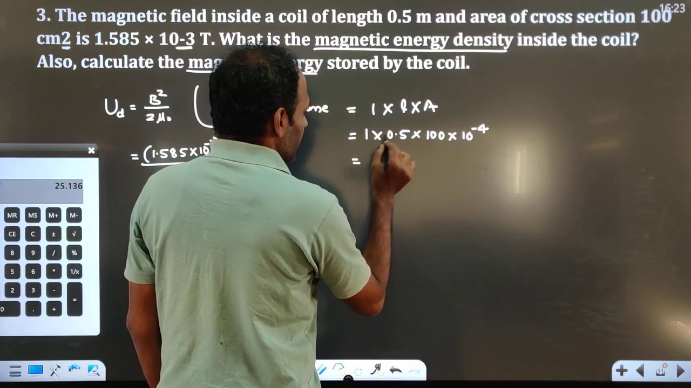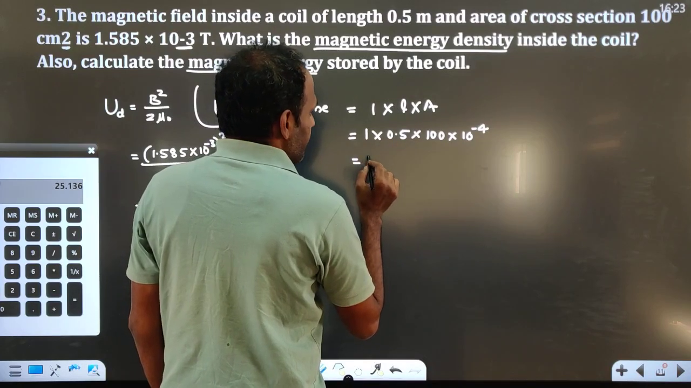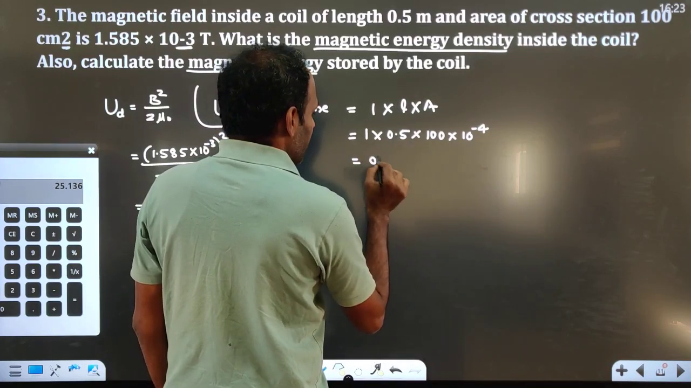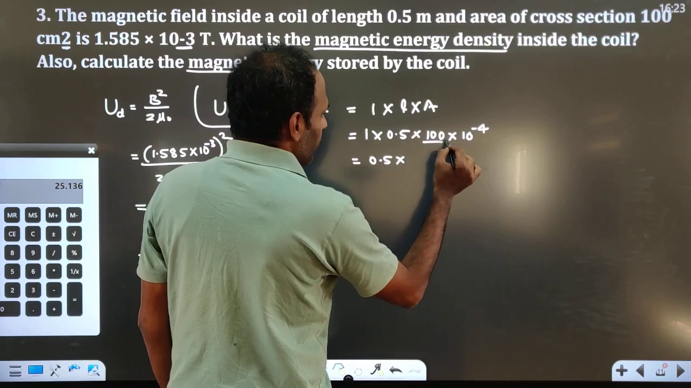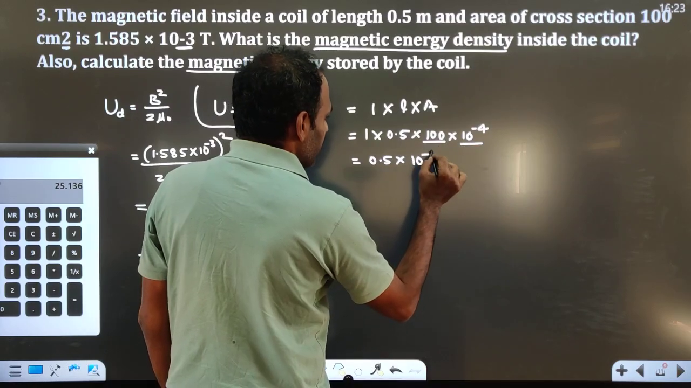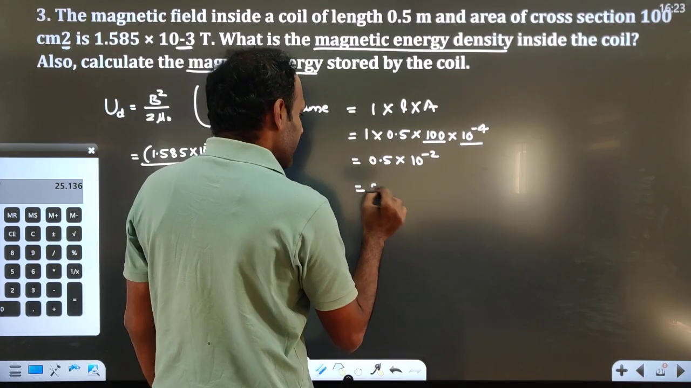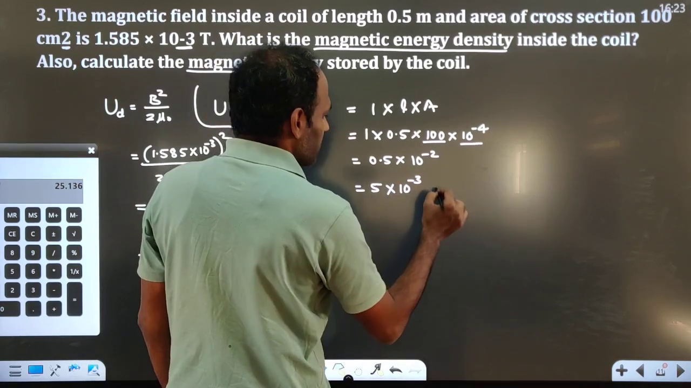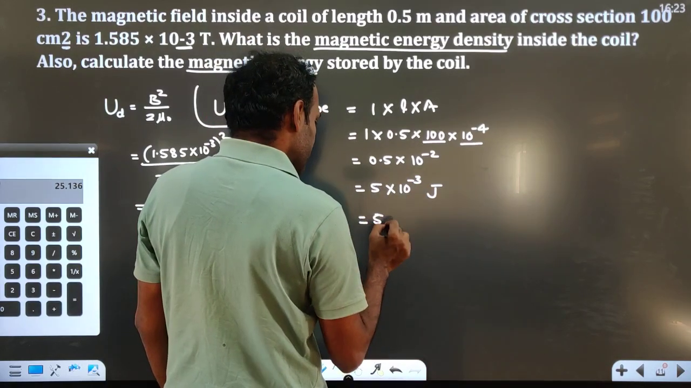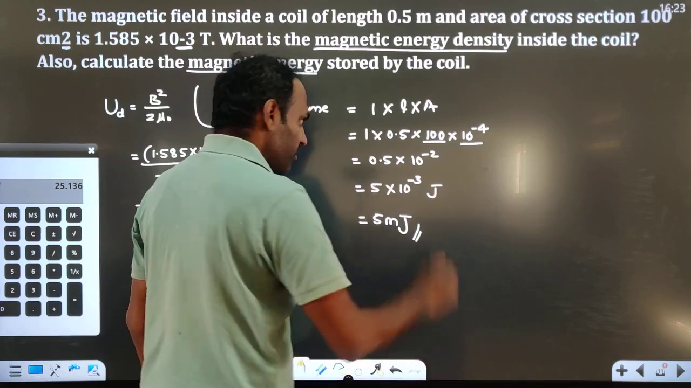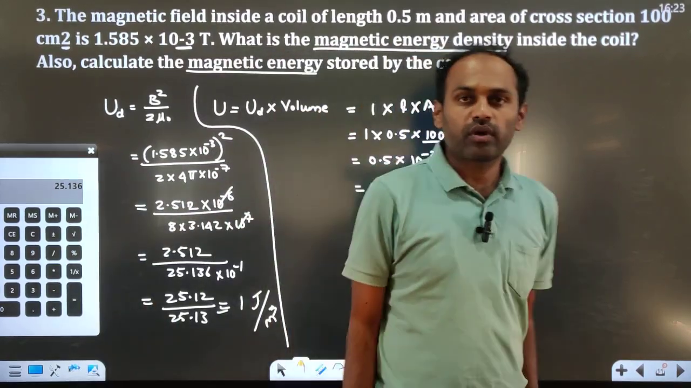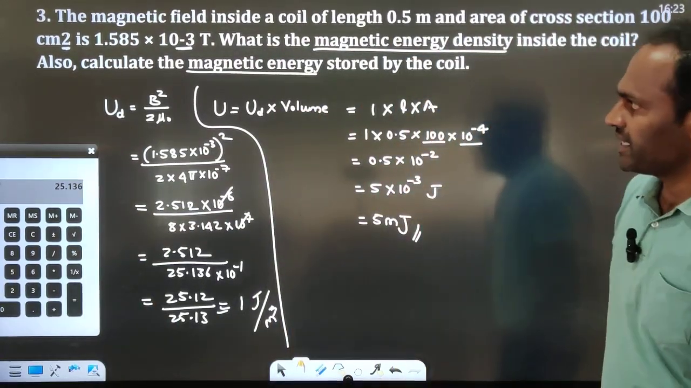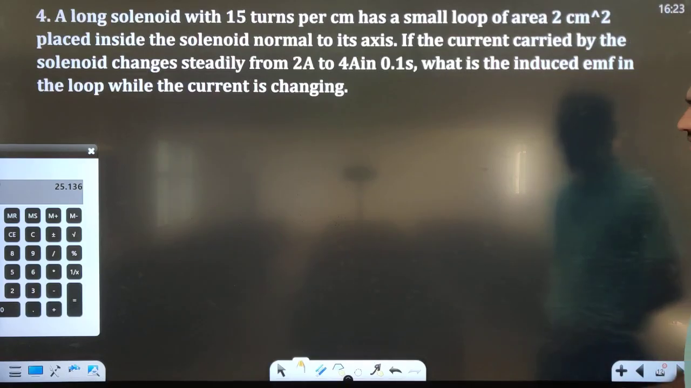So this will be 0.5 into 10 to the power plus 2, and 10 to the power minus 4 means it will be 10 to the power minus 2. I can write it as 5 into 10 to the power minus 3 joule, or simply I can write it as 5 millijoule. So this is how we have to calculate the energy as well as energy density. Okay, we'll go to the next question then.